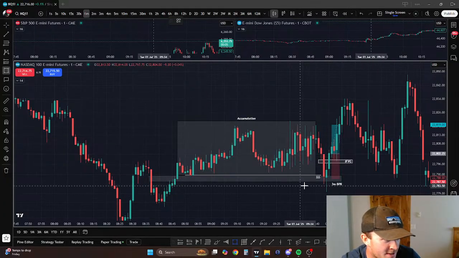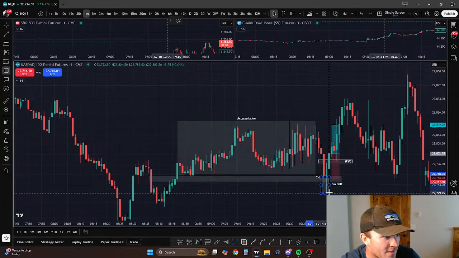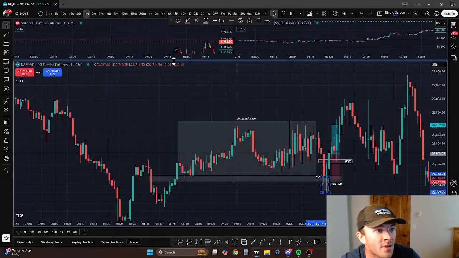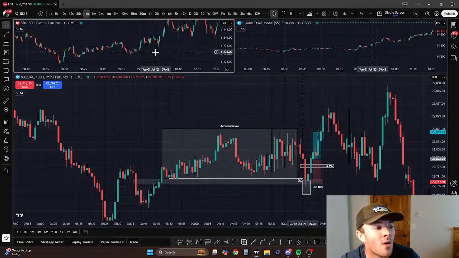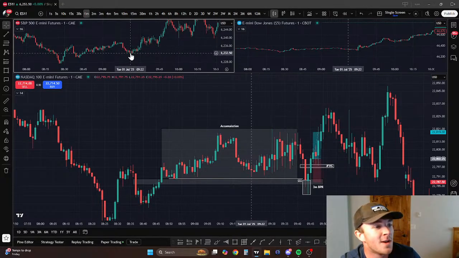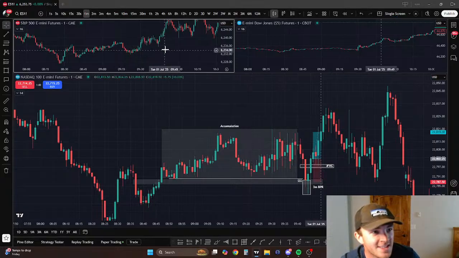Accumulation, manipulation. There might have even been SMT here. That was the other thing that was nice about this, wasn't it? Yeah. Oh my gosh, guys, this was a beautiful trade. This was a beautiful trade. I'm so upset I didn't take it. I didn't see the SMT.